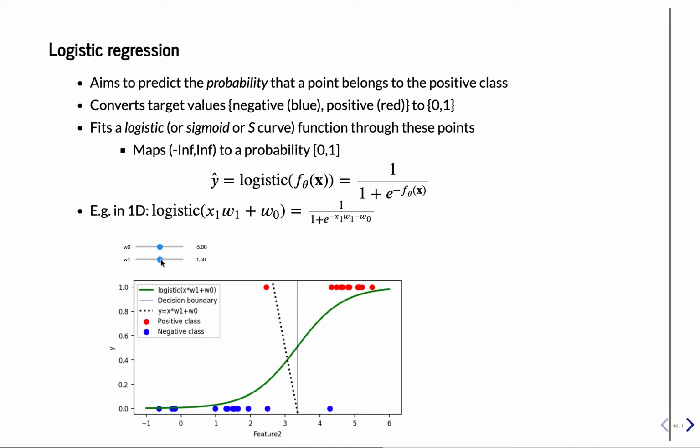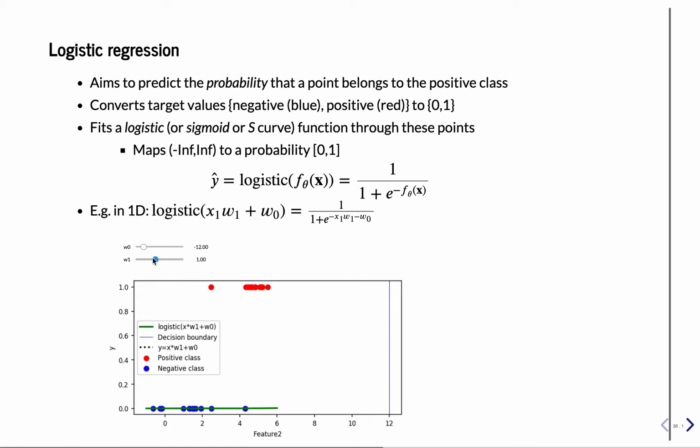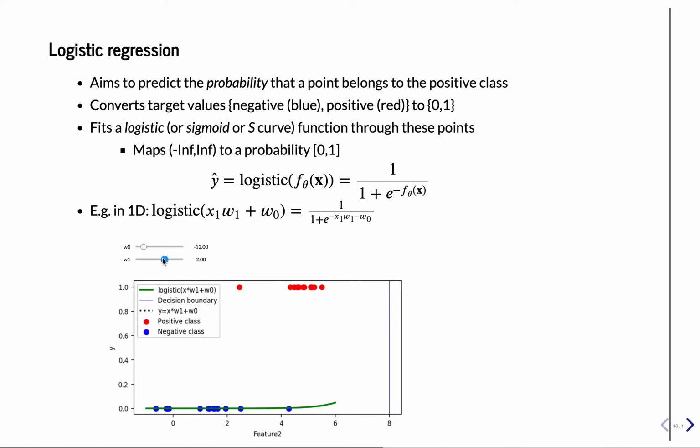So if we make the slope, I have to move it here now. So, it's too flat, sorry. I have to move up. Okay, so now we can make the function steeper. Right, so you can see that my linear function here becomes very steep, and then our S-curve also becomes very steep.